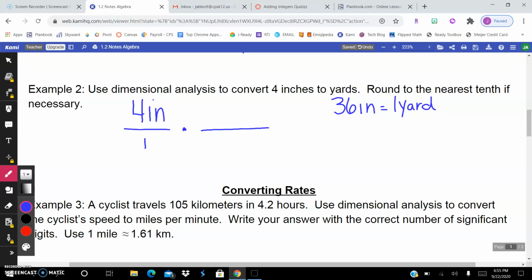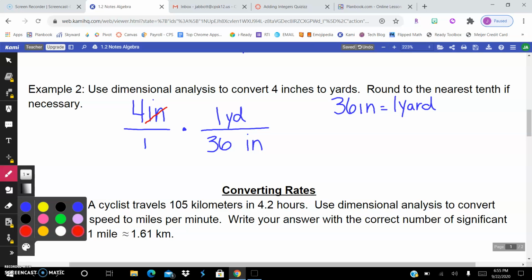Okay, so inches is on the top of my first ratio. So in order for it to cancel, I need to put it at the bottom. And our conversion factor says 36 inches is 1 yard. So then we can cancel out the unit that's on the top and the bottom, and we're left with yards. And that's what the question wanted us to convert to.